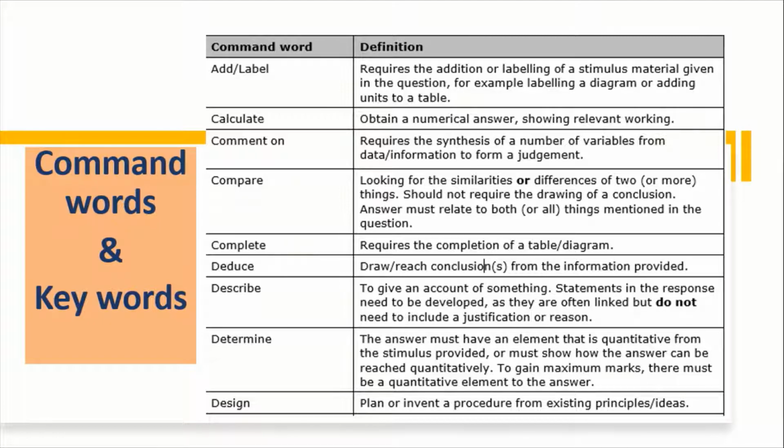For example, first one, add or label. So you need to read and understand the definition. Requires the addition or labeling of stimulus material given in the question. For example, labeling a diagram or adding units to a table. It's pretty straightforward. Calculate. Obtain a numerical answer showing the relevant working. Let's read this again. Obtain a numerical answer showing the relevant working.